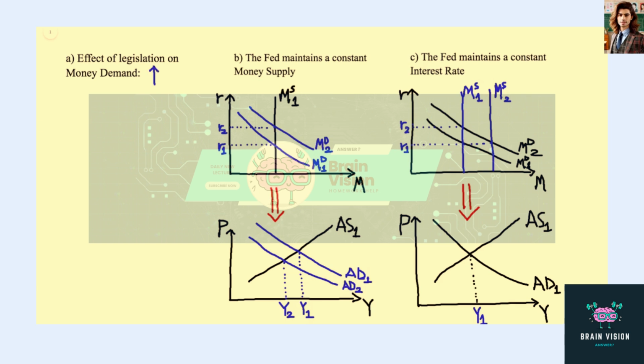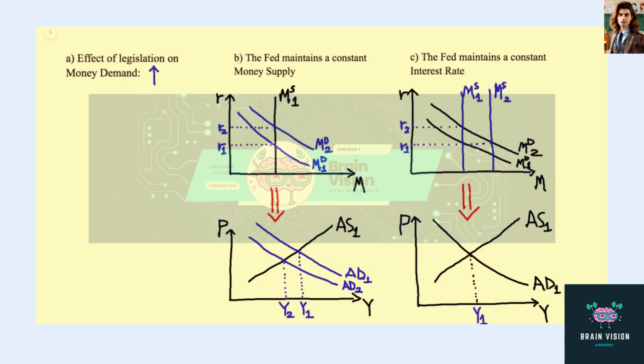All right. Part B of the question says, if the Federal Reserve had maintained a constant money supply in the face of this change, what would have happened to the interest rate? What would have happened to aggregate demand and aggregate output? To answer that question, we'll resort to a familiar supply and demand graph in the money market.